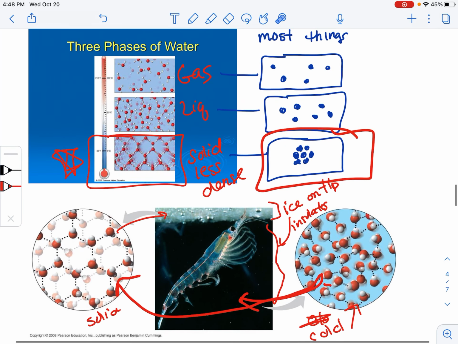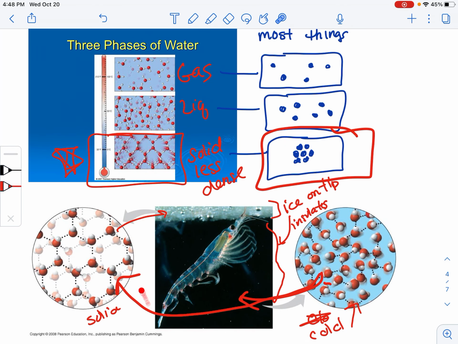And this is good for aquatic life because if ice didn't float, you'd have the ocean or a lake just freeze all the way through, and life underneath wouldn't be able to exist.